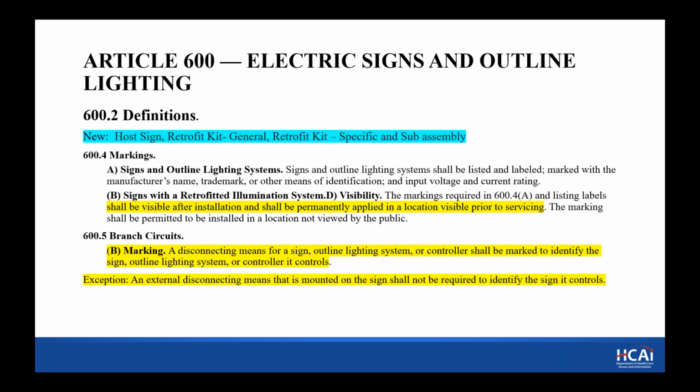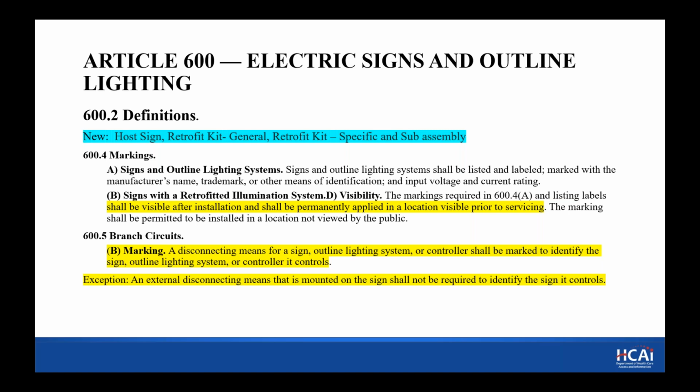Article 600 had a number of revisions about signs and retrofit kits. So essentially, the code writing committees felt this was important to address. For signs with a retrofitted system, the markings and listing labels shall be visible after installation, and shall be permanently applied in a location visible prior to servicing. So it's basically just saying that the labeling for these signs and retrofit kits needs to be visible.